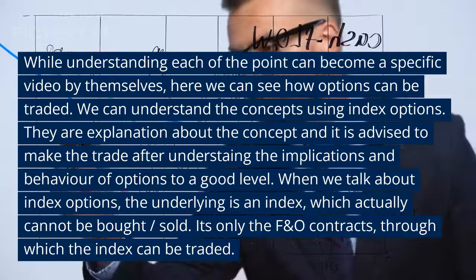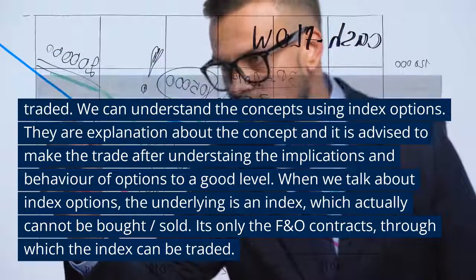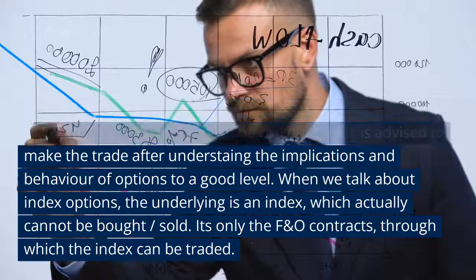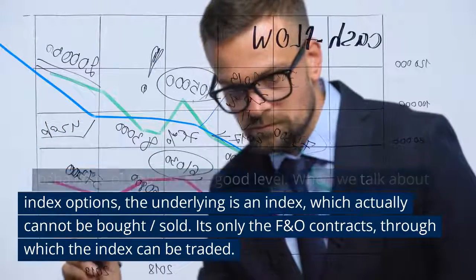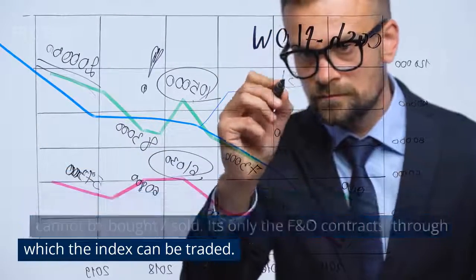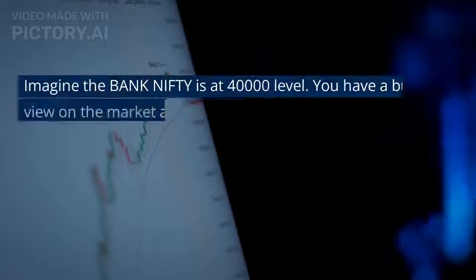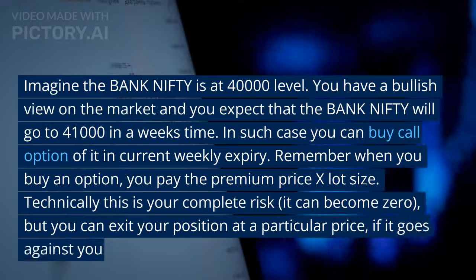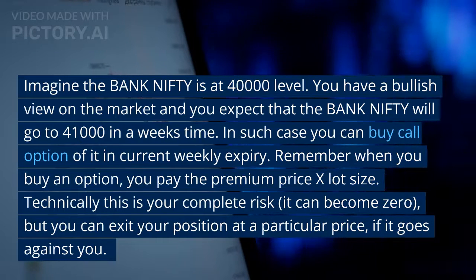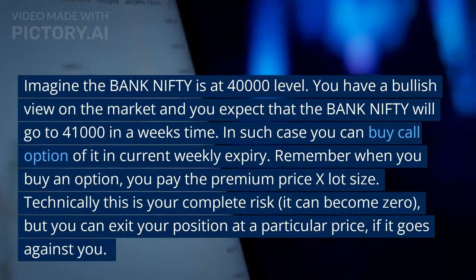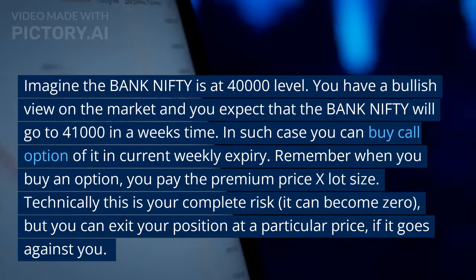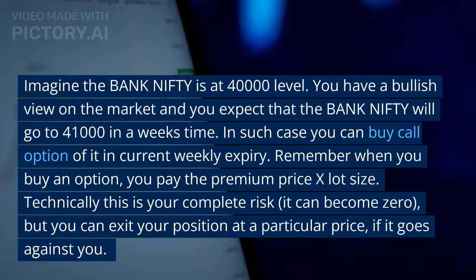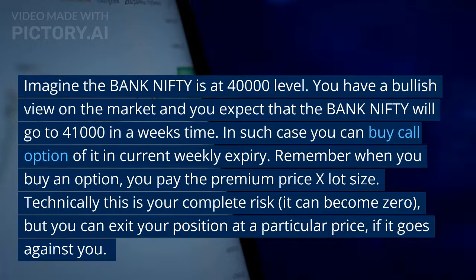When we talk about index options, the underlying is an index, which actually cannot be bought or sold. It's only the F&O contracts through which the index can be traded. Imagine the Bank Nifty is at 40,000 level. You have a bullish view on the market and you expect that the Bank Nifty will go to 41,000 in a week's time. In such a case, you can buy a call option of it in the current weekly expiry.